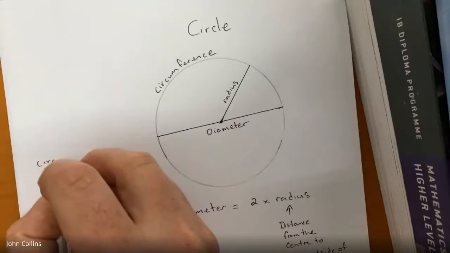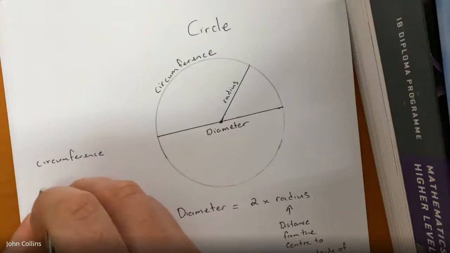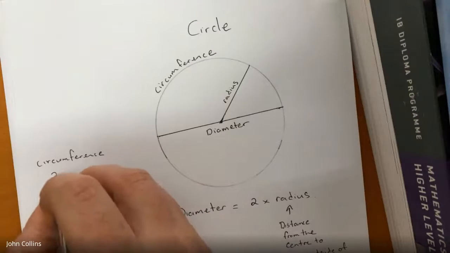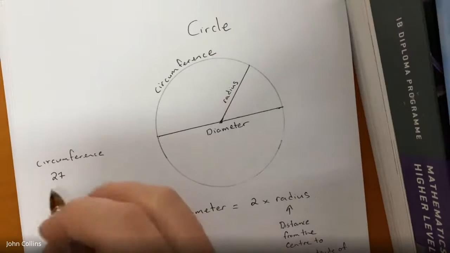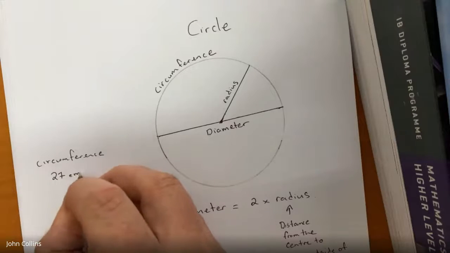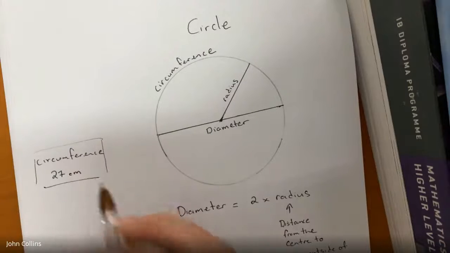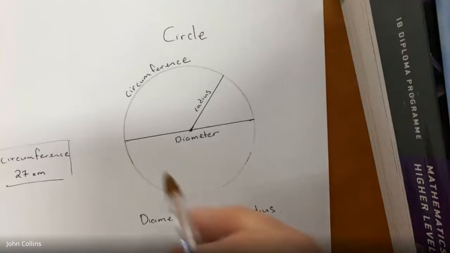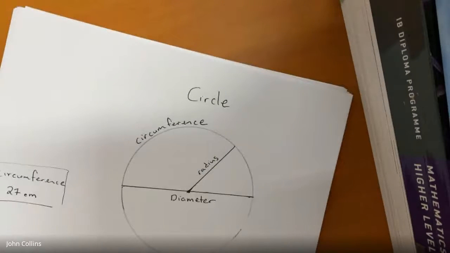The circumference, now what unit will that be in? Is it 27 centimeters squared? Okay, 27 centimeters. That's my circumference of this circle. Now I'm just going to measure the diameter and see what this diameter is.